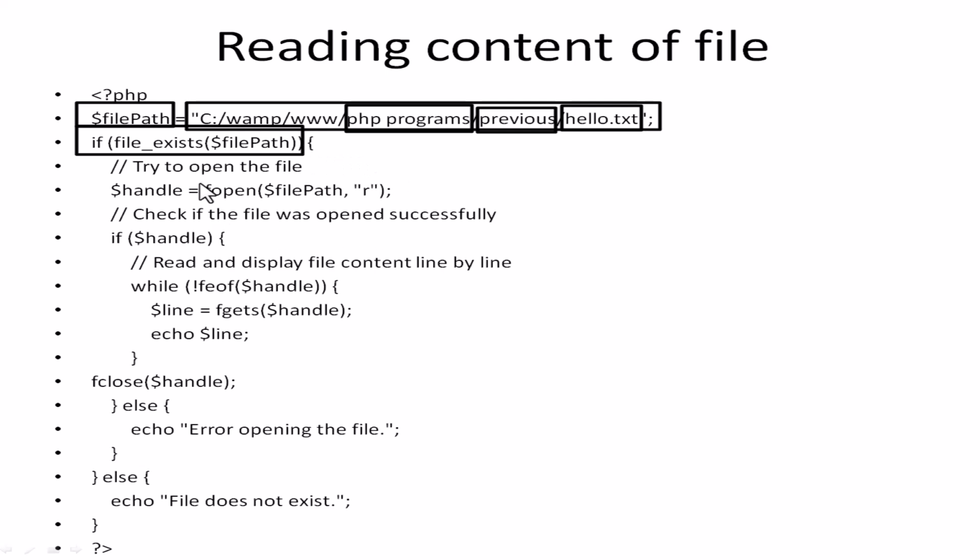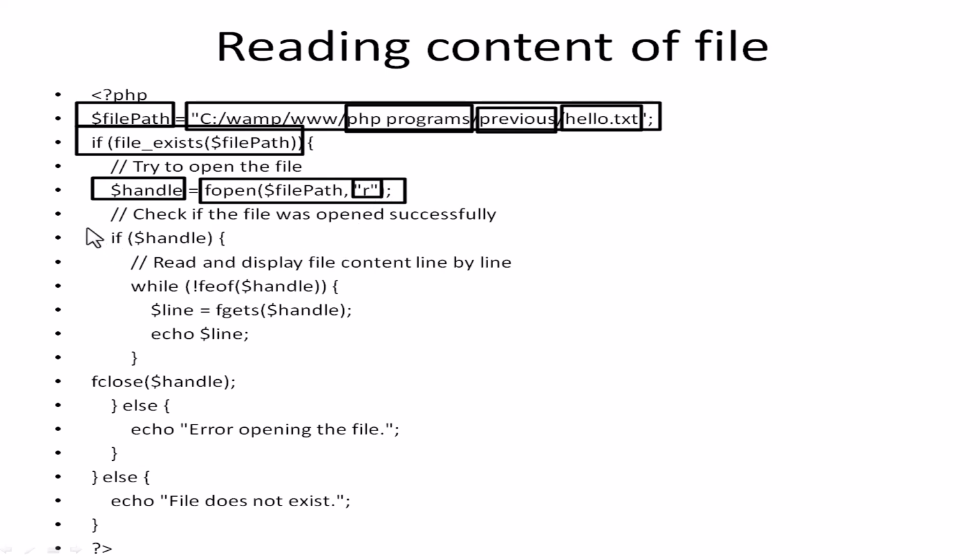Inside that you are going to have a handle. The handle is used to handle all the file operations. Now fopen means you are going to open a particular file. Here you have a path, which is specified already: C drive, WAMP is a folder, www is a folder, under that PHP programs, inside the subdirectory previous, hello.txt. Which mode are you going to use? You are going to use the read operation.